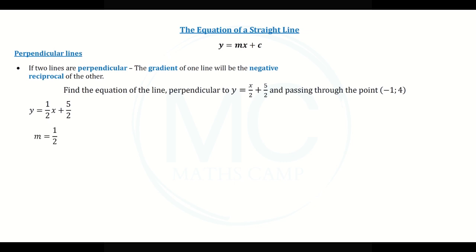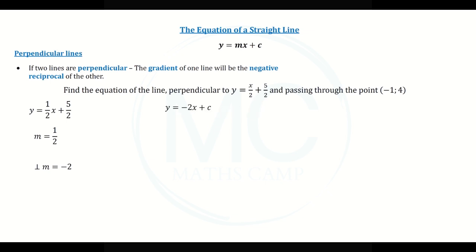But we want to find the equation of the perpendicular line. So let's find the perpendicular gradient. We take our fraction, 1 over 2, flip it, and we get positive 2 over 1. Change the sign, and we get negative 2. This is the gradient of the perpendicular line. We can make a note of this as well. Now we have an m value of negative 2. So our equation will be y is equal to negative 2x plus c.